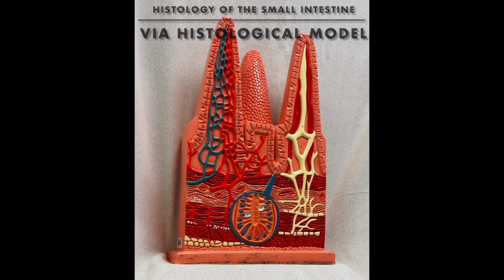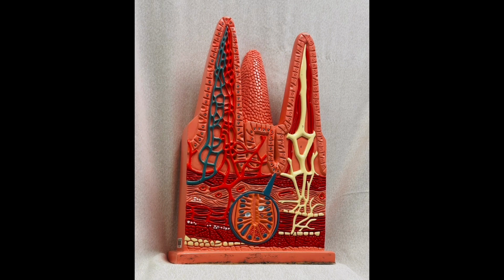In today's video, we're going to take a look at the histology of the small intestine using this histological model. Remember, when we look at the small intestine underneath the microscope, we can see that the small intestine has these finger-like structures known as villi. And in this histological model, that's what we're seeing here. So these finger-like protrusions here, these are going to be the villi of the small intestine.